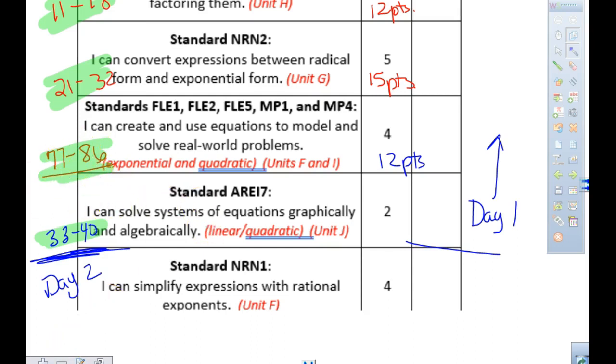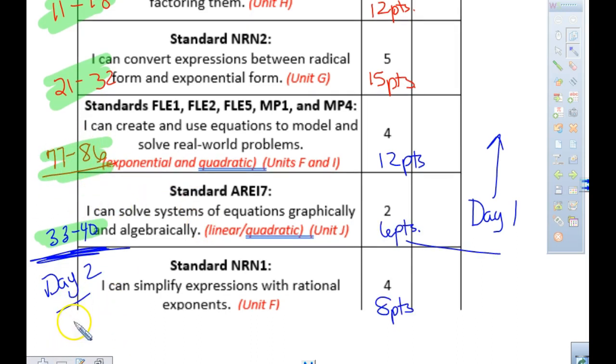On the final review, day 2, this is going to be questions 41 to 54. There are quite a few that I give you to practice on that, so make sure you are looking at those. This is where we're using all of those exponent rules, so think about all your different exponent rules as you look at those.